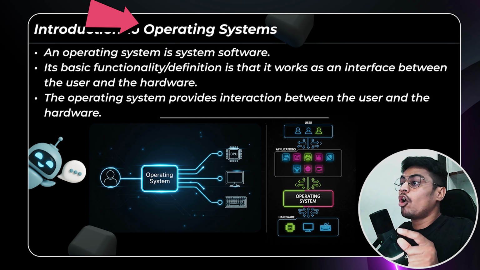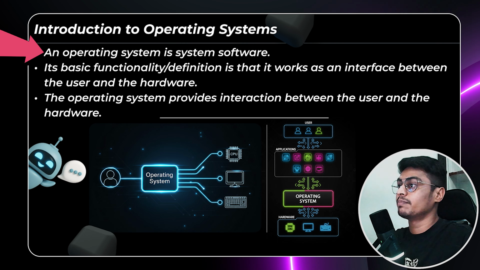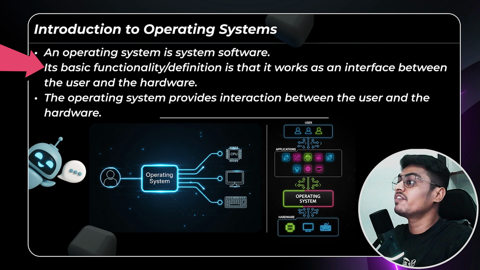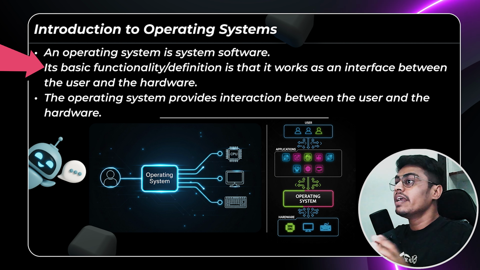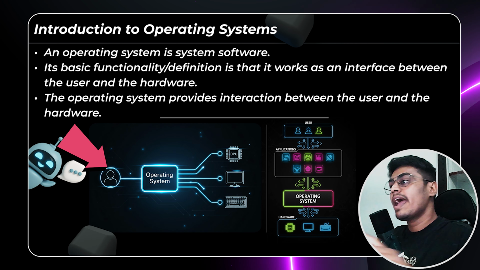So what is an operating system? Basically, an operating system is a system software. It is a software which is in your system. Its basic functionality or definition is that it works as an interface between user and hardware. In very simple language, the operating system provides interaction between user and hardware.